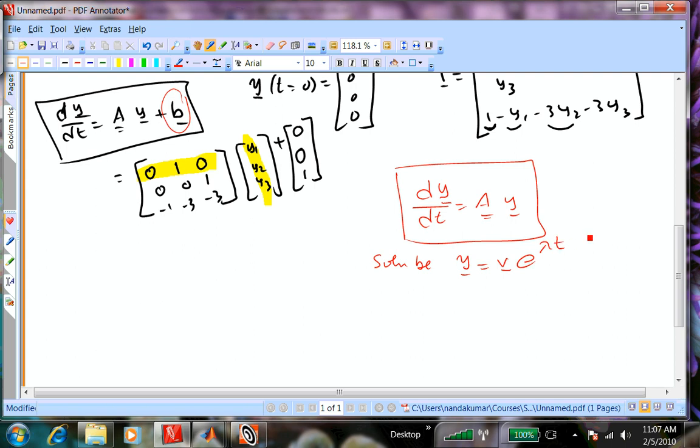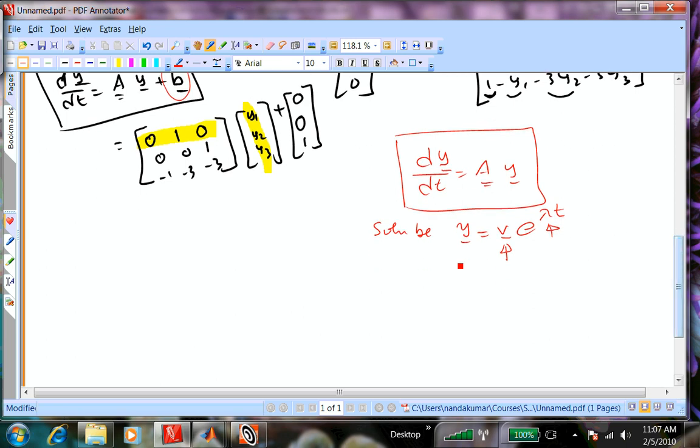Lambda is some unknown constant. So this is my proposal for the solution. Now I'm going to take the solution, plug it into the differential equation, and see whether I can satisfy the differential equation by a suitable choice of this vector and this lambda. Lambda will be called the eigenvalue, and V will be called the eigenvector.